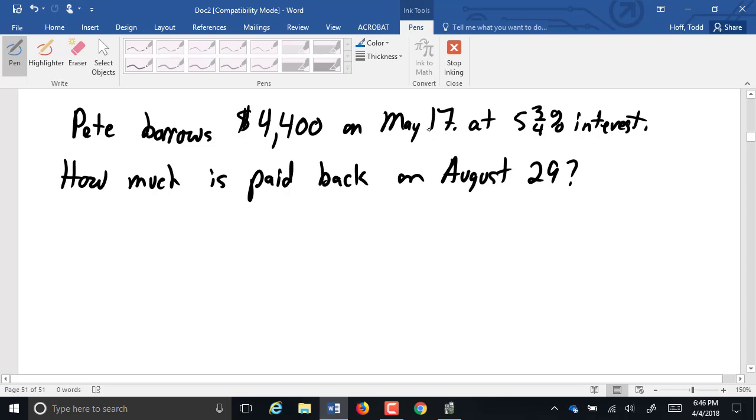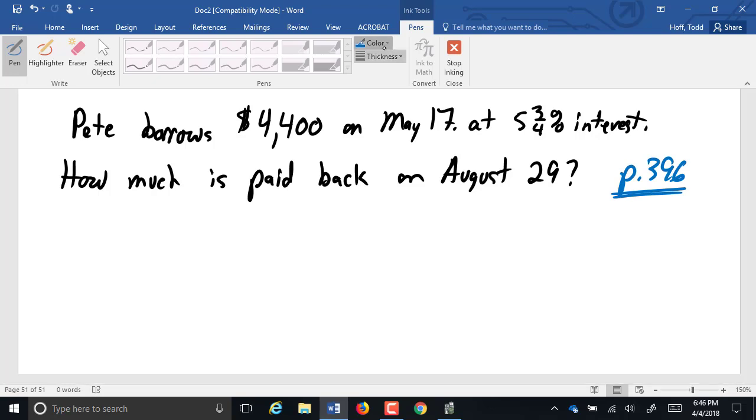Okay, now you recall back when we were doing invoicing, there was a magical little page in our book that we used that had a calendar with all the days of the year. Page 396. That page is going to become useful again right now.